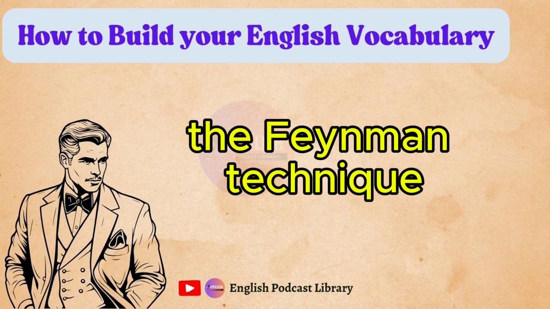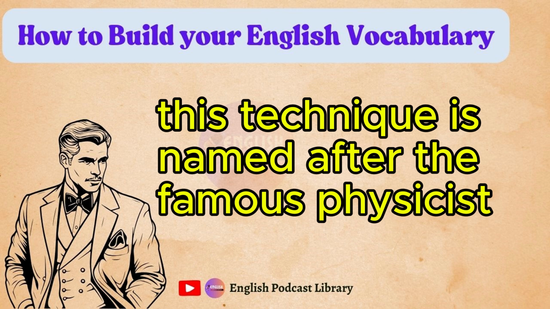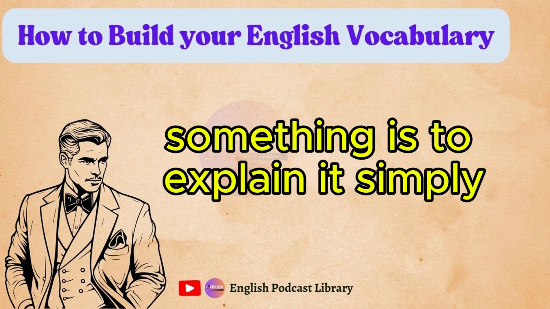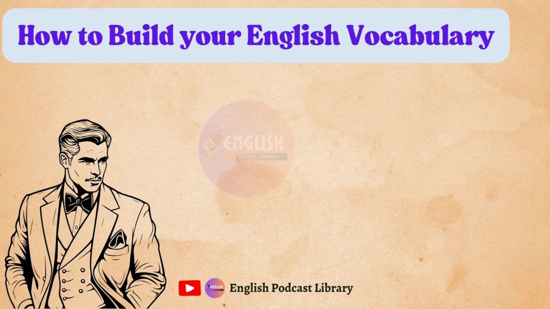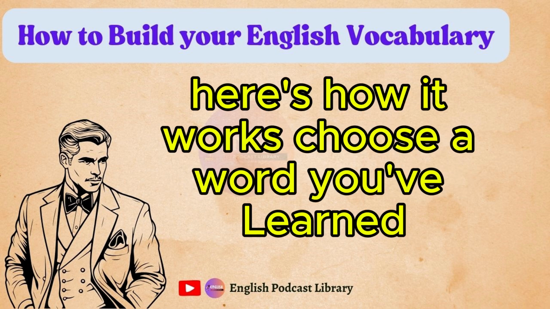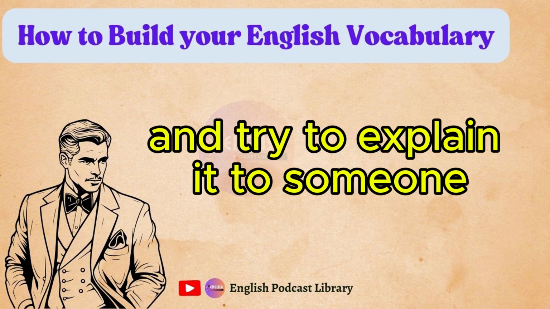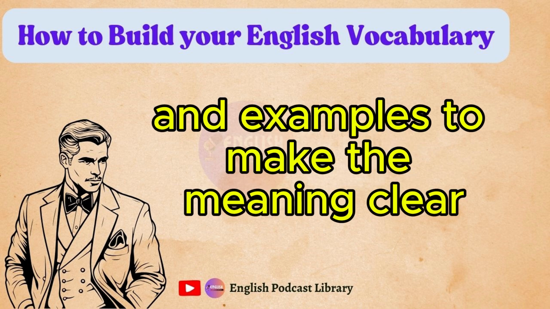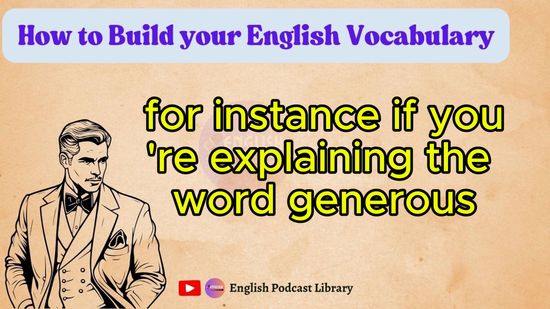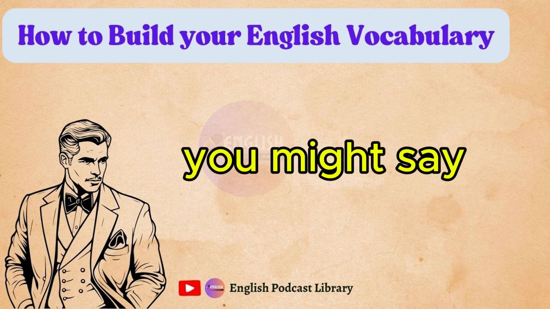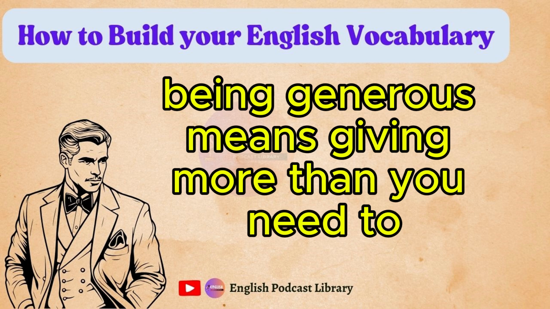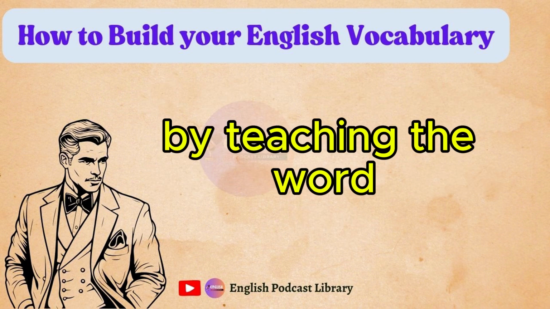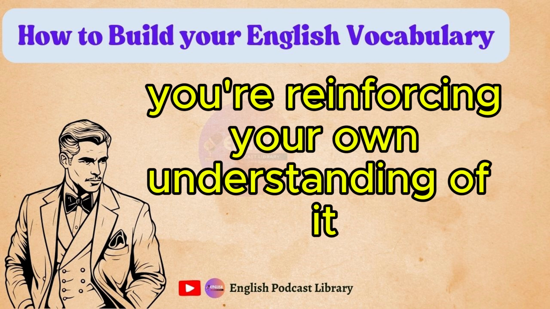The Feynman technique. This technique is named after the famous physicist Richard Feynman, who believed that the best way to truly understand something is to explain it simply. Here's how it works. Choose a word you've learned and try to explain it to someone as if they've never heard of it before. Use simple language and examples to make the meaning clear. For instance, if you're explaining the word generous, you might say, "Being generous means giving more than you need to, like sharing your food with someone who doesn't have any." By teaching the word, you're reinforcing your own understanding of it.